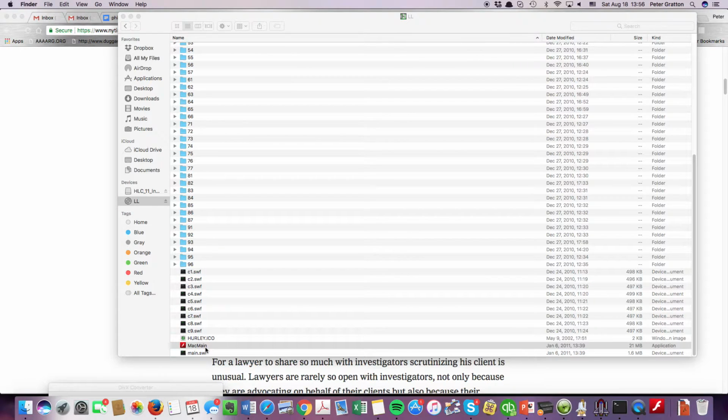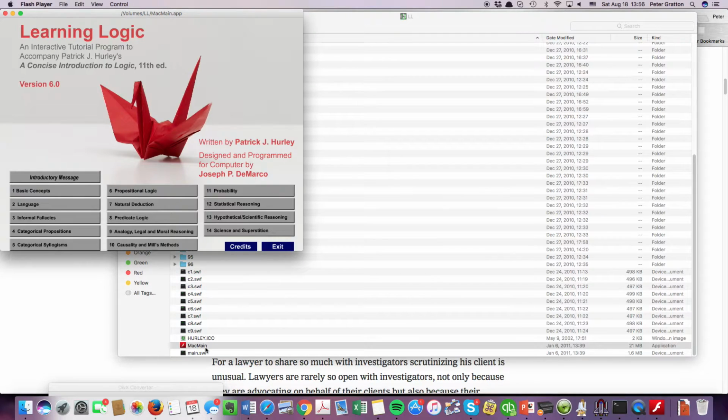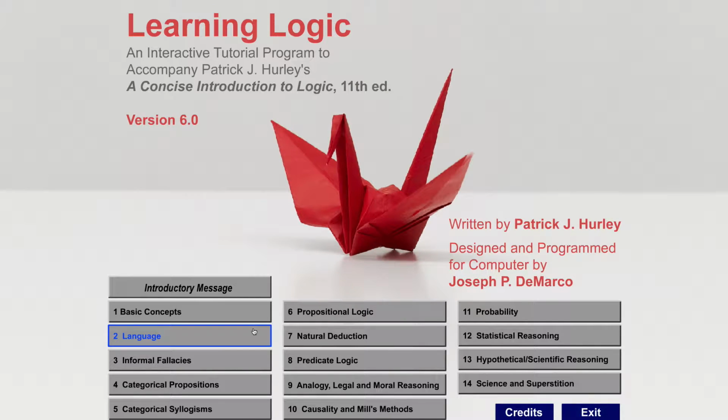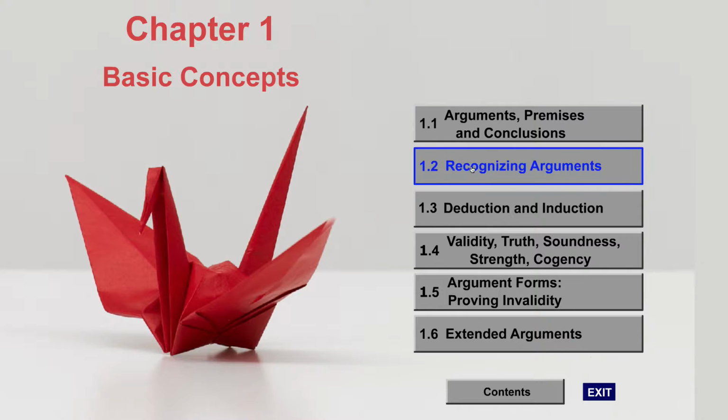So now we'll begin with 1.2 as my computer begins to load up, hopefully. Welcome. I know that these take some time, but I'm aware that the best way to go through learning logic is through repetition, repetition, repetition. So we're still in Chapter 1, working on basic concepts, and we're in fact in 1.2, recognizing arguments.